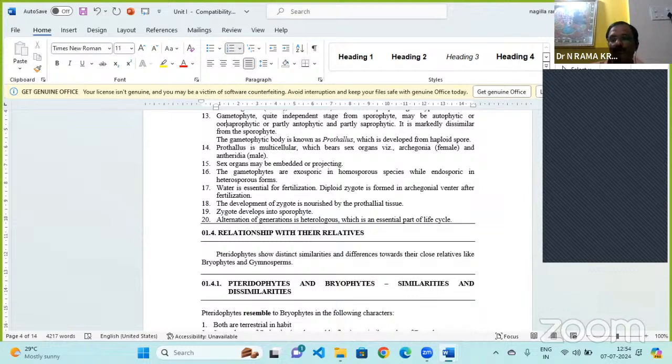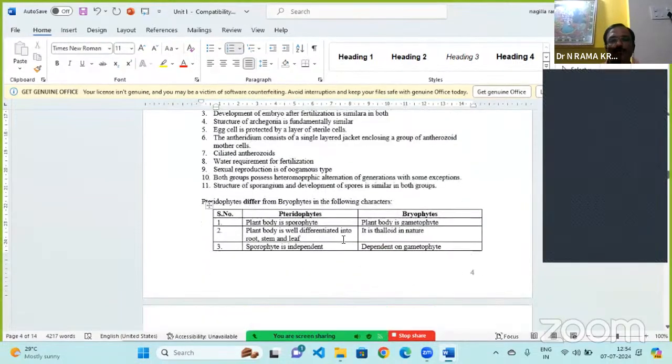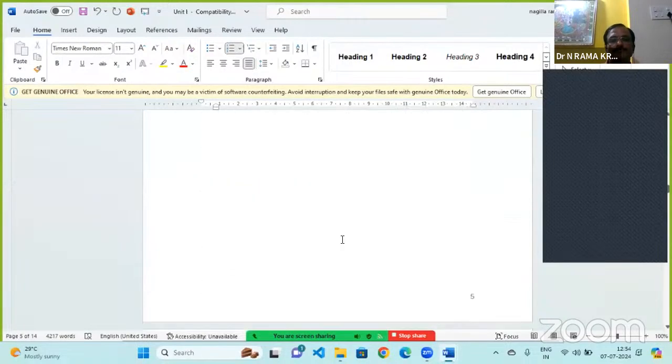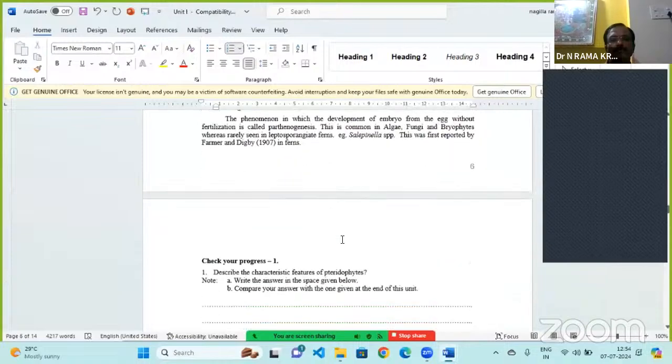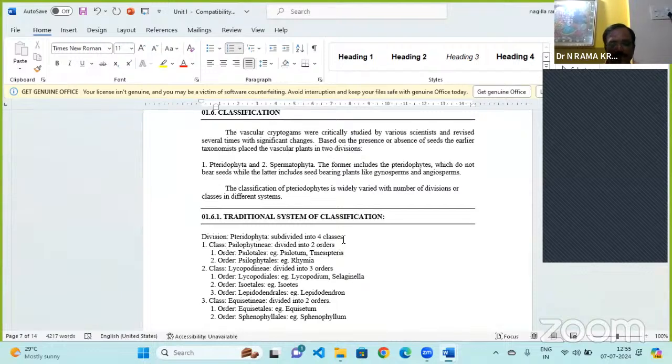Next one is the phloem. Now you see here, the phloem is made up of sieve elements and phloem parenchyma. The sieve elements comprise sieve cells or sieve tubes. The phloem is generally made up of sieve cells. So this is the structure of xylem and phloem.